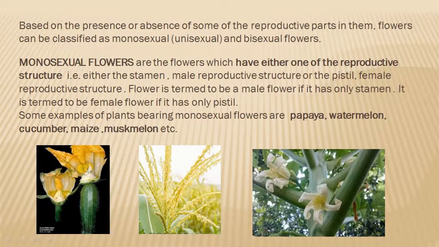See the pictures that are showing. First is of watermelon, second is of maize, and third is of cucumber. So these are examples of monosexual flowers, means they have either stamen or pistil in them.